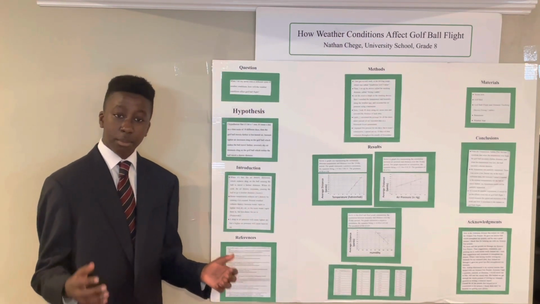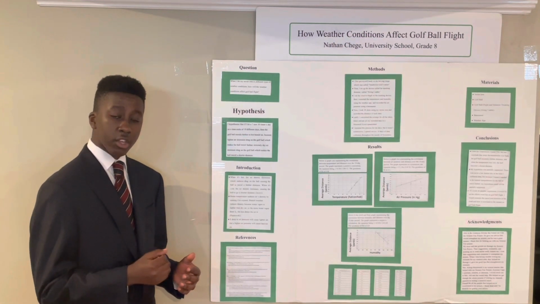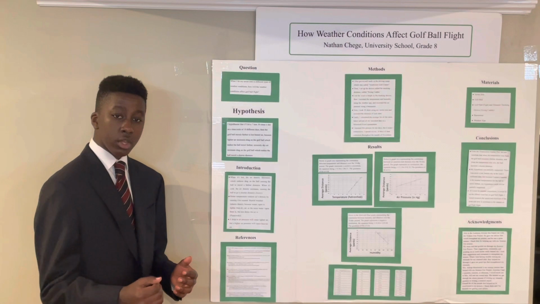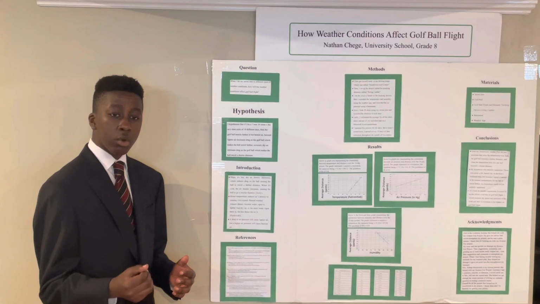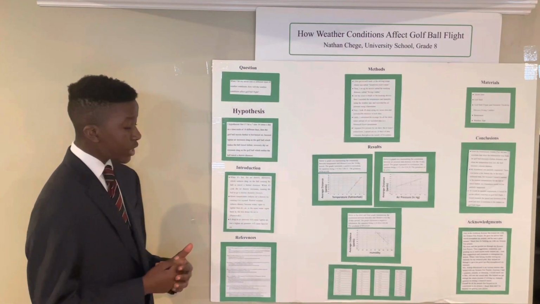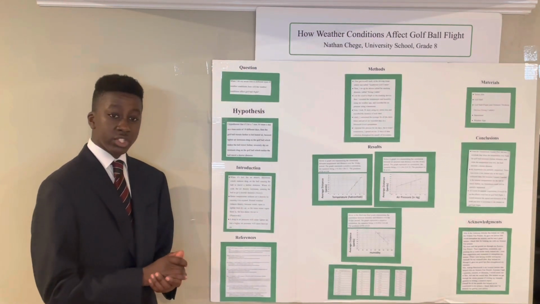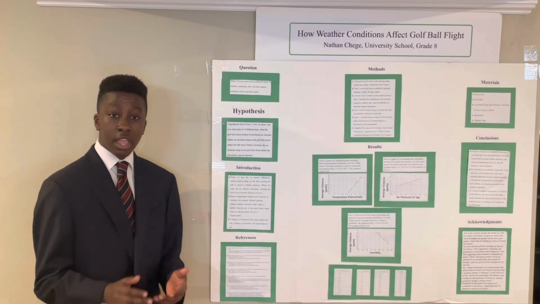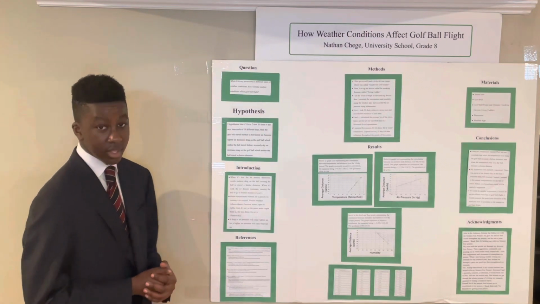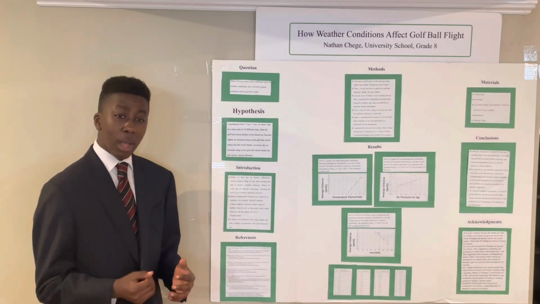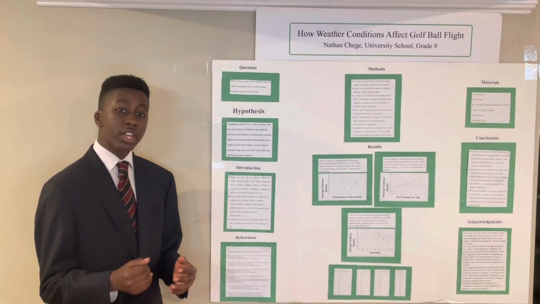So some background information on my project. When it's hot, the air density decreases, which reduces drag on the golf ball, making it go a farther distance. When it's cold, the air density increases drag on the golf ball, making it go a shorter distance. Hotter temperature reduces air's density by causing it to expand. Humid weather reduces density because water vapor is lighter than dry air. So the more water vapor there is, the less dense the air is. And lastly, a drop in air pressure will cause lighter air, while increasing air pressure will cause heavier air.